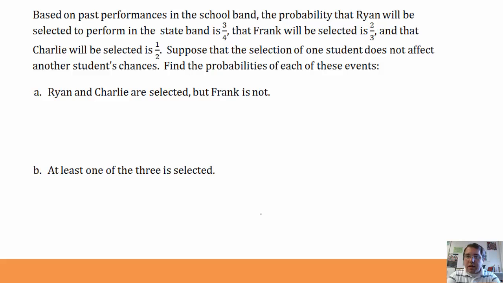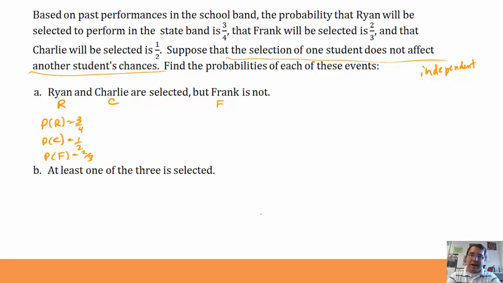Okay. The fact that it says that the selection of one student does not affect another student's chances tells us that we have independent events. These things are independent because the probability of one happening does not affect the probability of the others. All right, so finding the probability that Ryan and Charlie are selected, but Frank is not, we'll call Ryan R, Charlie C, and Frank F. Those are my 3 events. So the probability of Ryan being selected, we're told that is 3/4. Probability of Charlie being selected is 1/2. We know the probability of Frank being selected is 2/3.